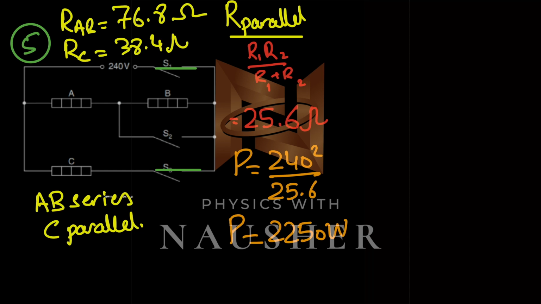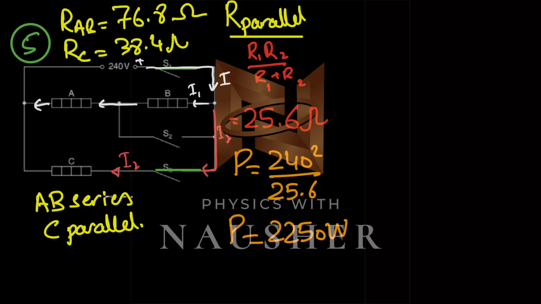And finally, the last case, switch S1 and S3 are closed, S2 is open. So how will the current flow? Let's again take this terminal to be positive. The current starts from here, goes down, passes through these two resistors. So let's say this is current I, this is I1, and at this point the current will split because current has to go over here as well. Let's say this is I2. I2 passes through C, and I1 passes through A and B.